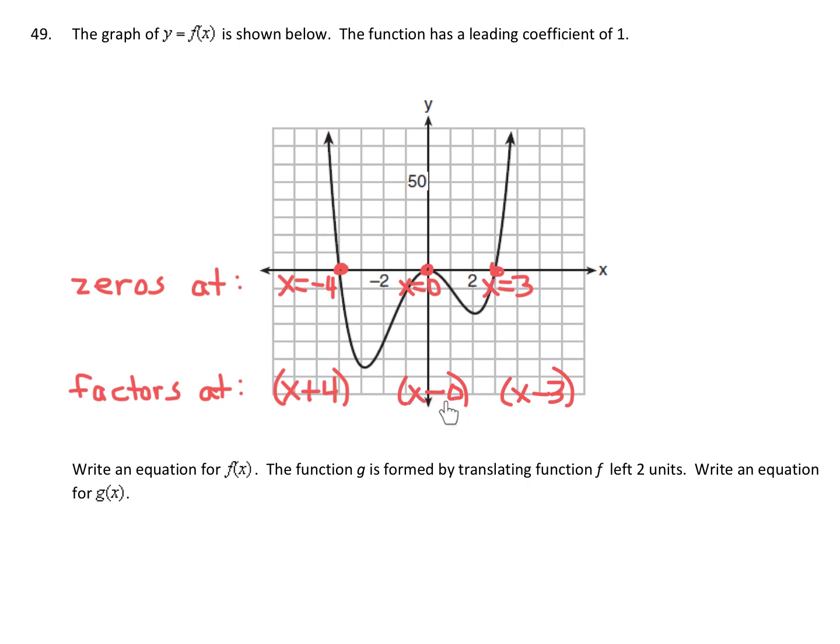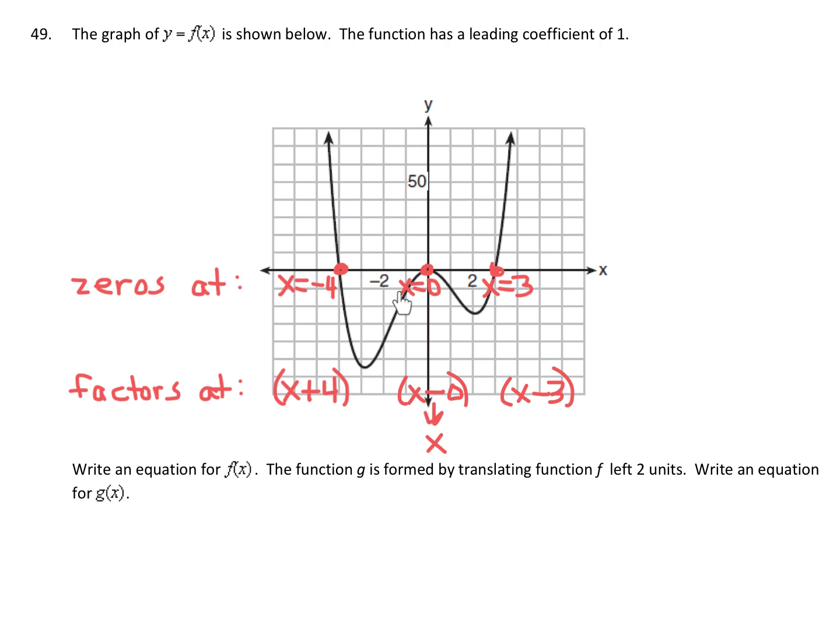Or really, x plus 0, but either way, think about it. If you have x and you take away 0, aren't you really left with just x? So I'm actually going to rewrite this factor as just x. And then if we have a 0 at x equals 3, wouldn't the factor be x minus 3? Now, we have 1, 2, 3 factors here. But isn't this a 4th degree function, right? 1, 2, 3, 4. So what that means is one of these factors must have multiplicity. We must have 2 of the same factor.